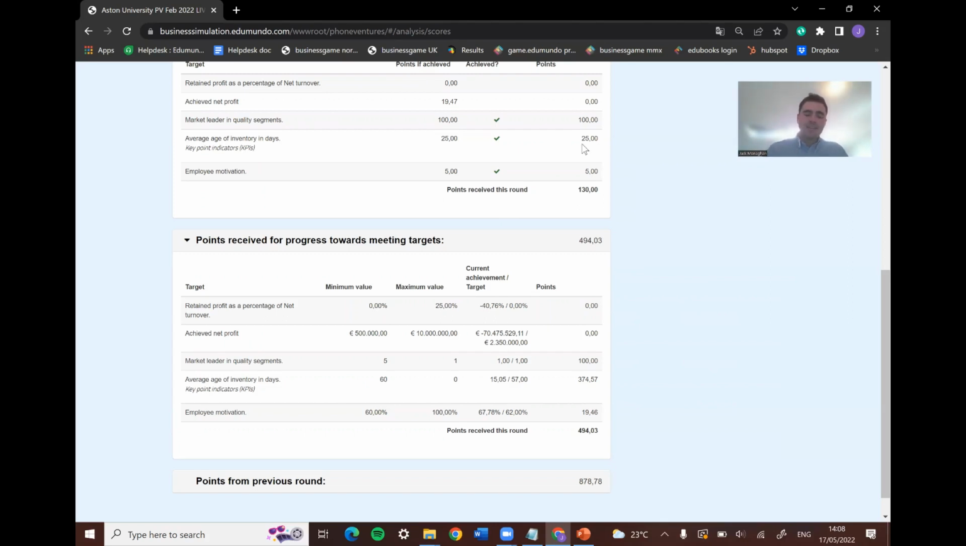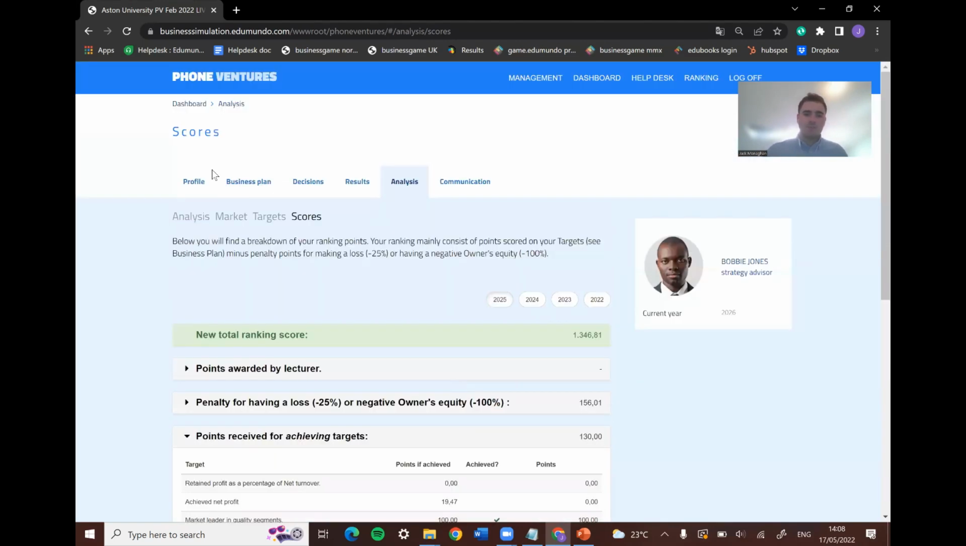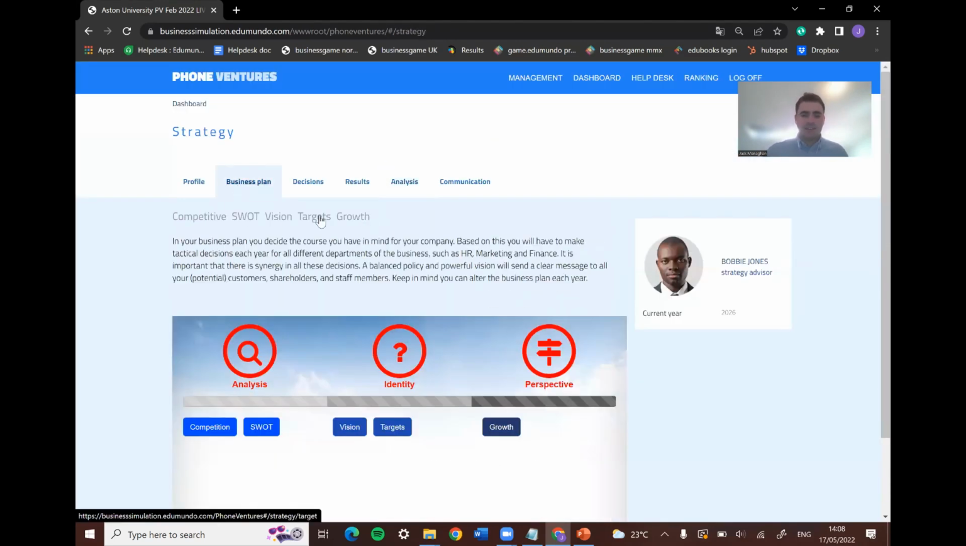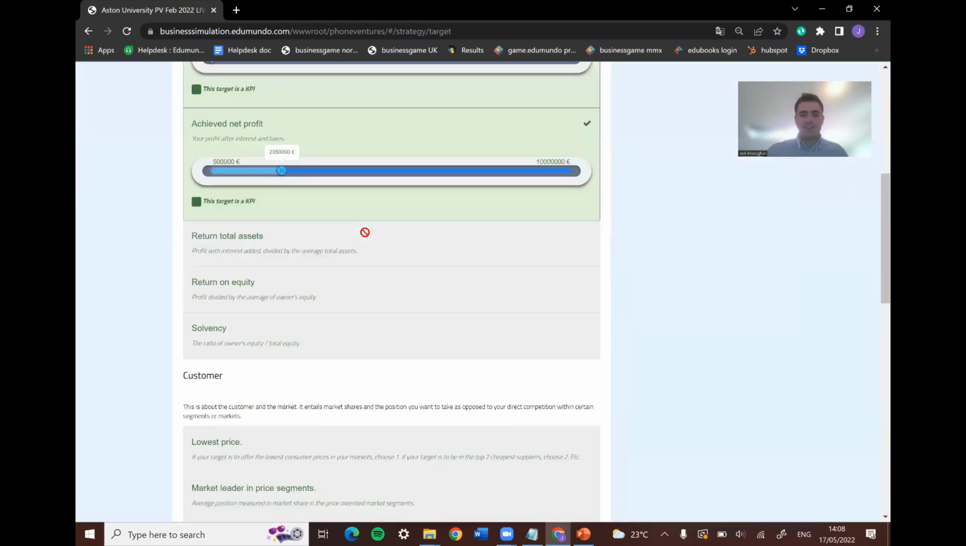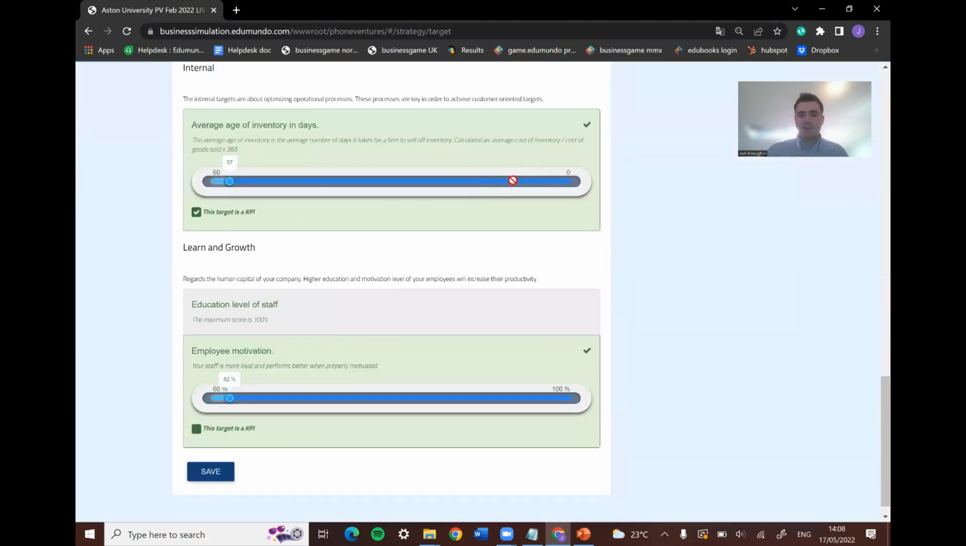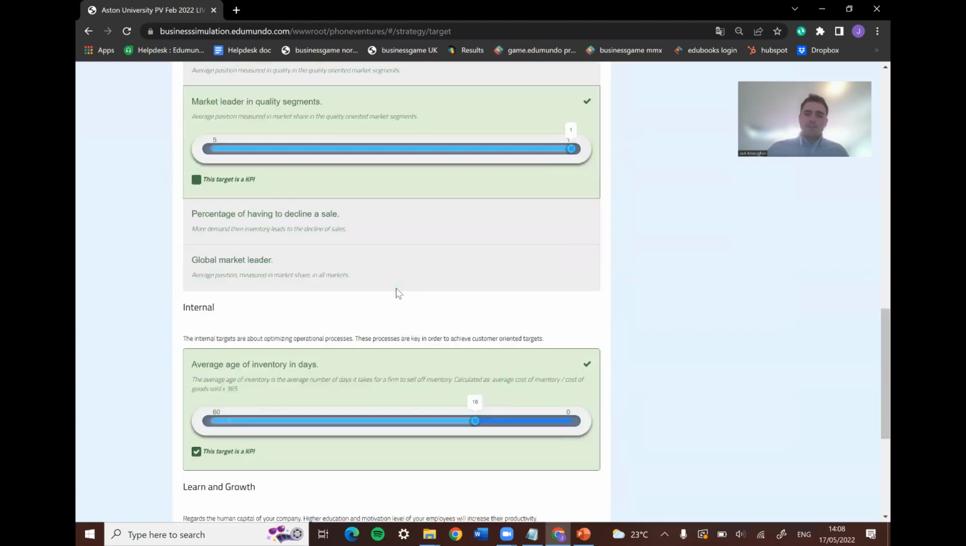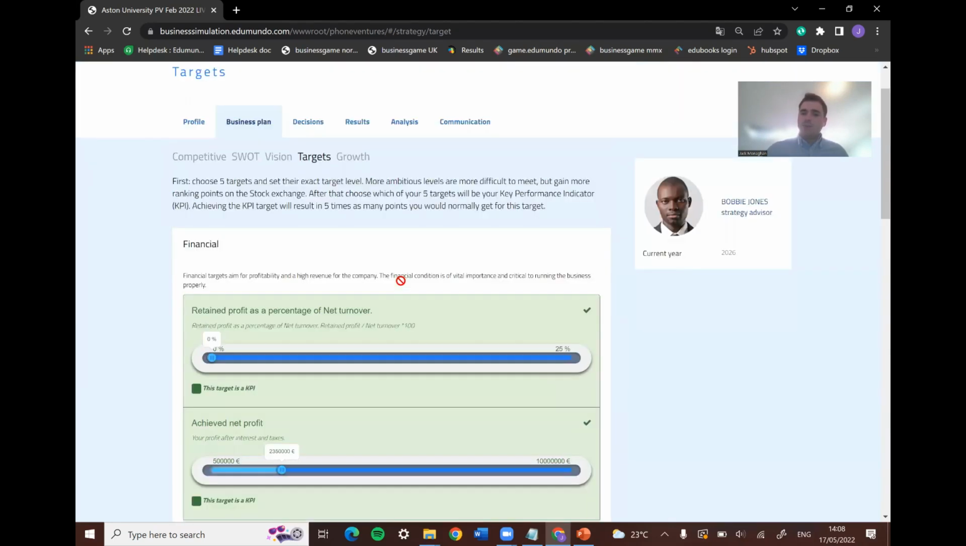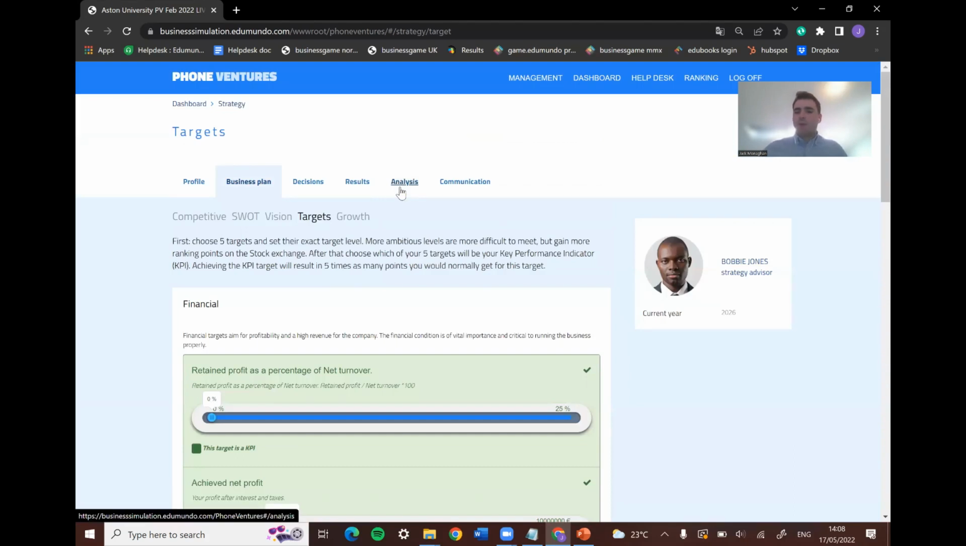Therefore, when taking a look at this table, look always at the current achievement that you have. You can then use this information to go, for example, back to your business plan, into your target section, and then increase or make the target even harder. That's about it in terms of all of the scores and the targets and the ranking that I wanted to go over. So the next step I'm going to take a look at is actually on the dashboard.